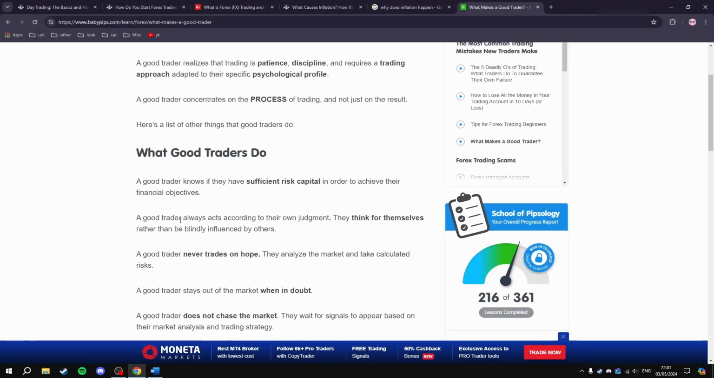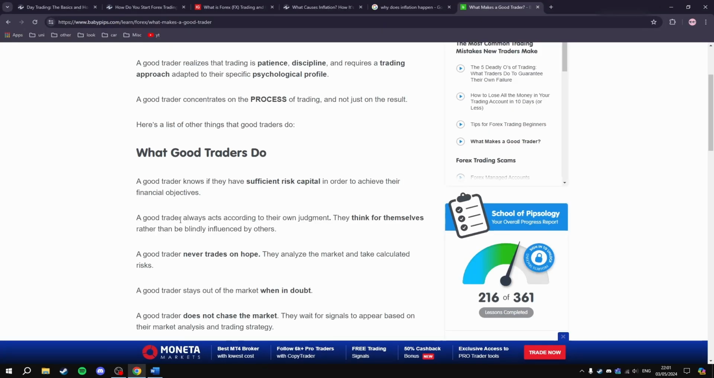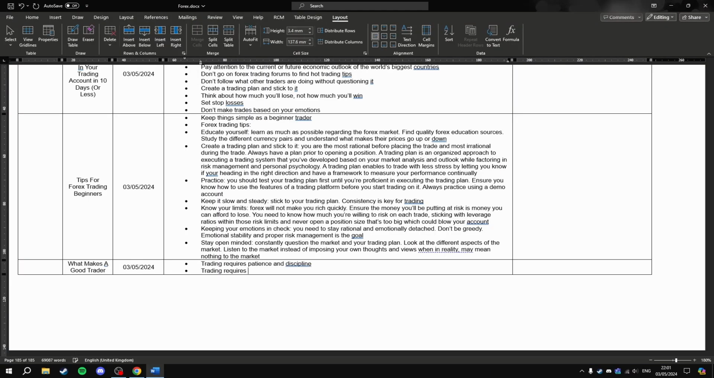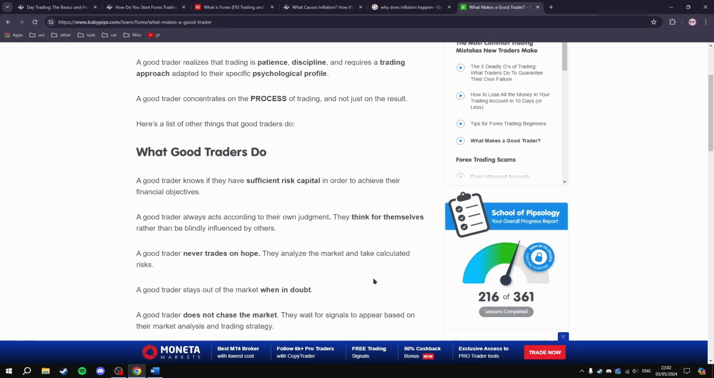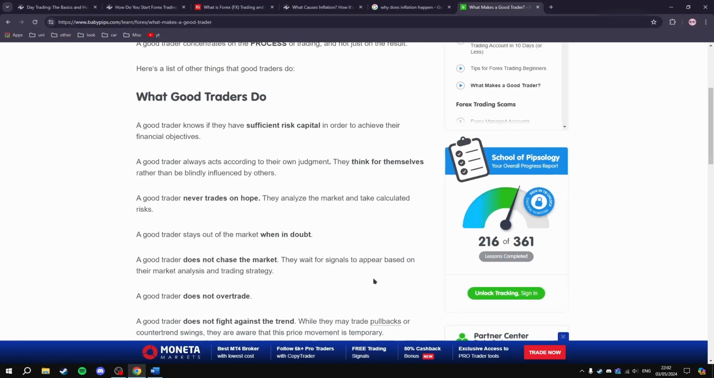Trading requires patience and discipline, and a trading approach adapted to your specific psychological profile. Concentrate on the process of trading and not just the result. Here's a list of other things that good traders do.